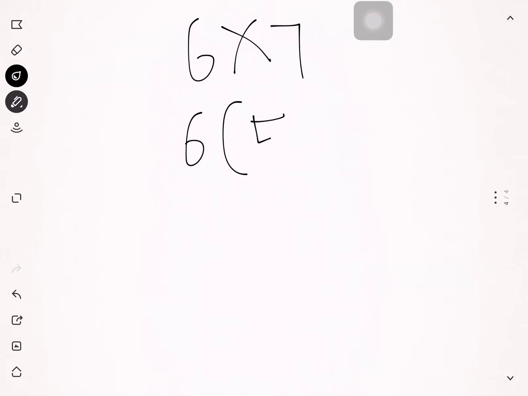Let's say you give them a product of 6 times 7. But they only memorize 2, 5, and 10. So how do we do that? Simple. You have to break it down. 6 times 7 becomes 6 times, bracket 5 plus 2.